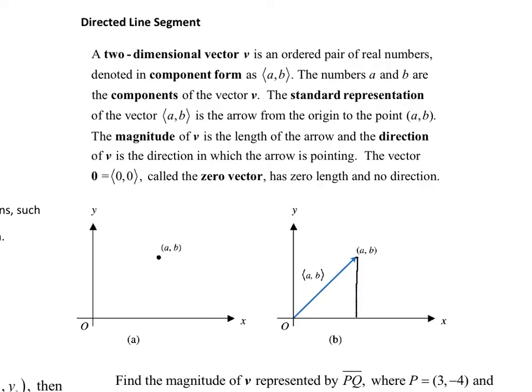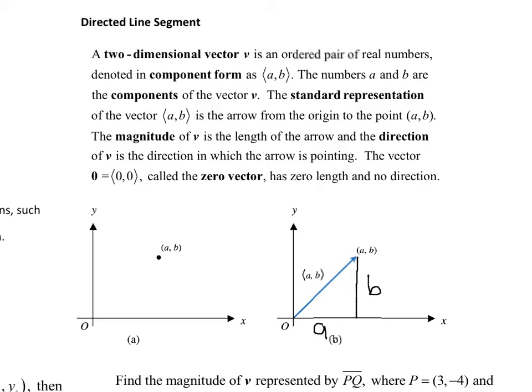And just like in slope, there's your A distance, there's your B distance, okay? The magnitude of V is the length of the arrow, and the direction of V is the direction in which the arrow is pointing, okay? So see how this is telling you it starts at (0, 0), the origin, and goes up in that direction. That's why the arrow is pointing that way. It's not saying it goes on forever. That's just the direction that the vector was moving. The vector <0, 0> is called a zero vector. It has zero length and no direction.